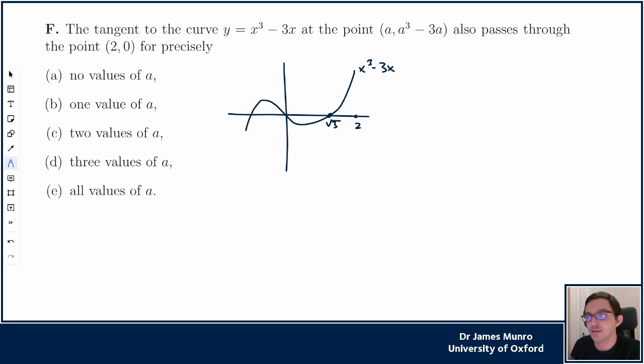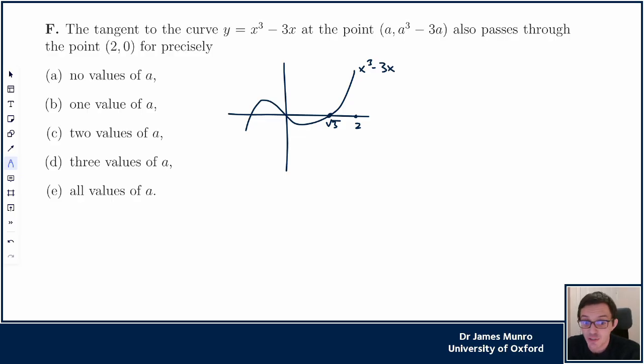a, a cubed minus 3a. And we're going to think about changing a and working out whether that tangent also goes through the point 2, 0. So I've done a sketch of the curve. It goes through the point root 3, 0, which is slightly less than 2 because 3 is slightly less than 4, compare the square roots. So that point 2, 0 is slightly to the right of the point on the curve where it crosses the axis. It might be relevant when we're doing this question.